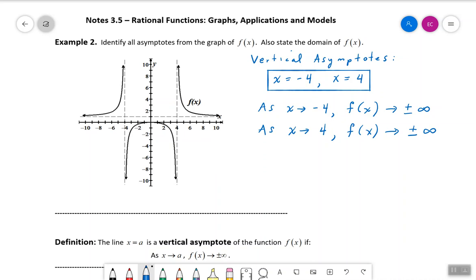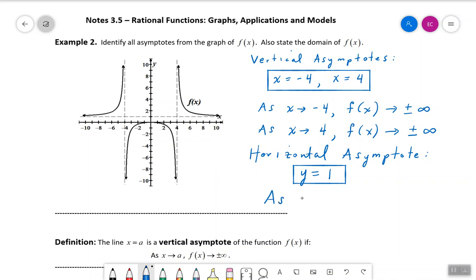Okay, let's go ahead and find the horizontal asymptote. The horizontal asymptote is represented by the horizontal dashed line. So we can see its equation is y equals 1, and we have our answer. And we should understand the reason for the horizontal asymptote is the behavior of the function. Specifically, now we're looking at the end behavior.